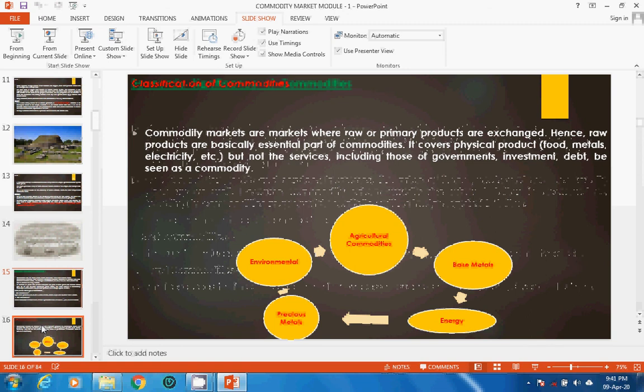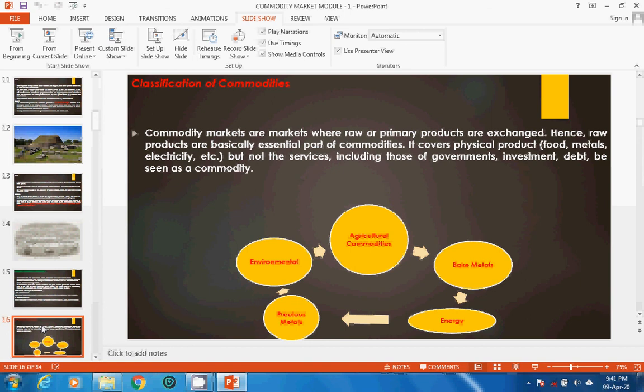So now let's begin our focus towards the classification of commodities. Commodity markets are the markets where, as you know very well, raw and primary products are traded. Hence, raw products are basically an essential part of commodities. It covers physical products, including food, metals, electricity, etc., but not services, including those of governments, investment, debt, to be seen as commodities. So basically, there are five types of commodities: agricultural commodities, base metals, energy, precious metals, environmental goods. Let's understand this classification in detail.